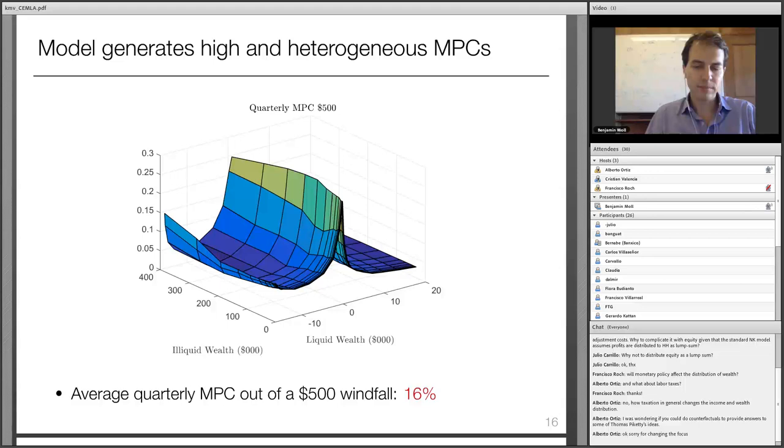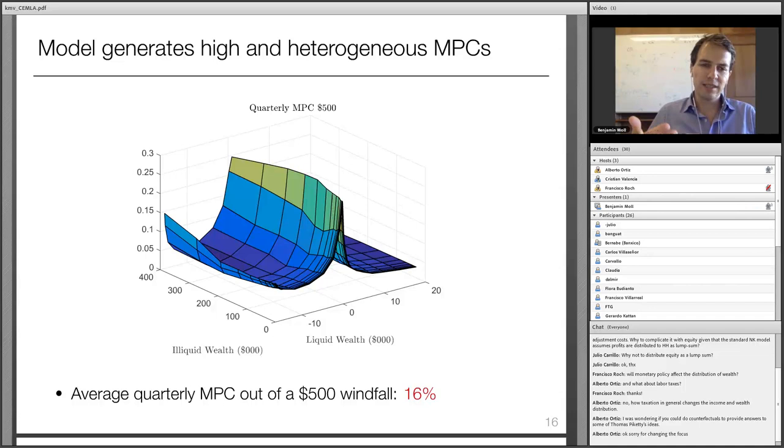Okay, so back to the main exercise here. Before going to the main results, I wanted to show you one other exercise, which is that we go to the stationary equilibrium of our economy and we give every person a $500 check, and then we see what happens. In particular, the question is, how high or low are marginal propensities to consume out of this $500 check that we give them?